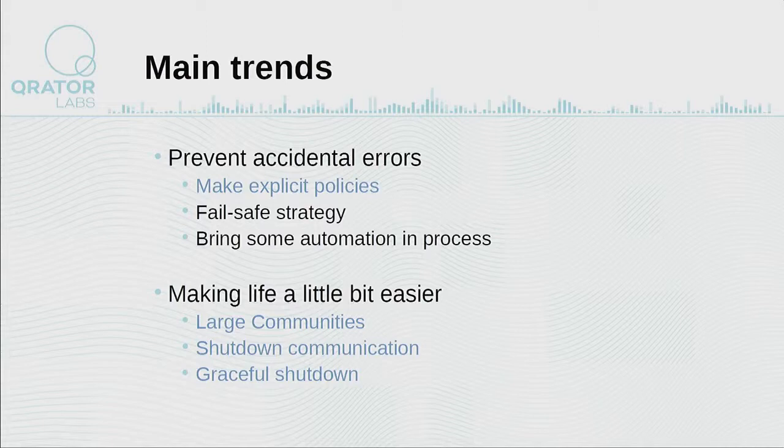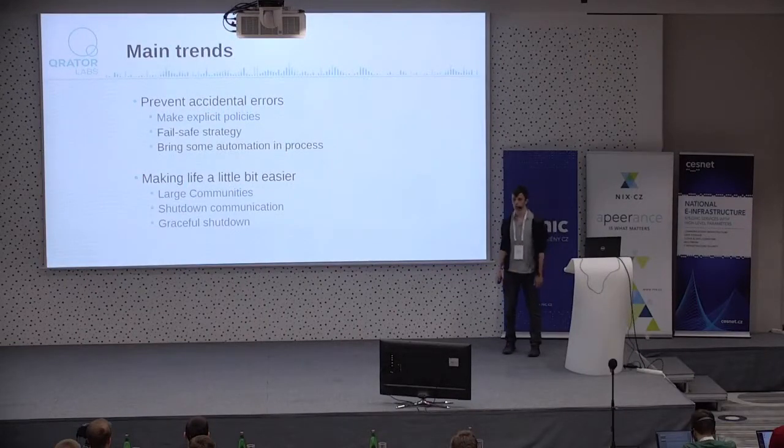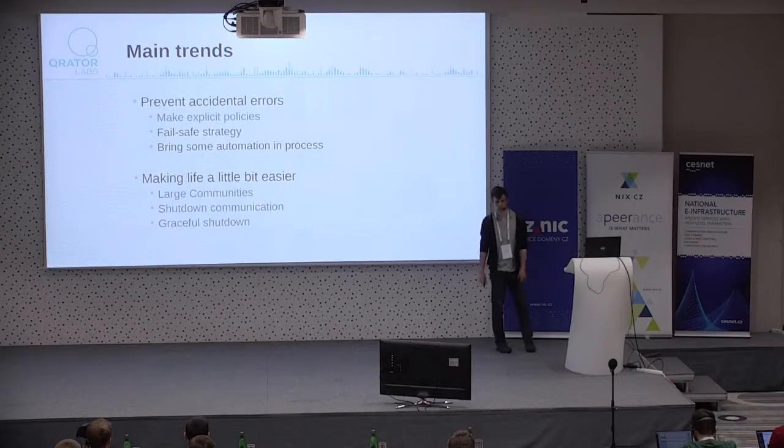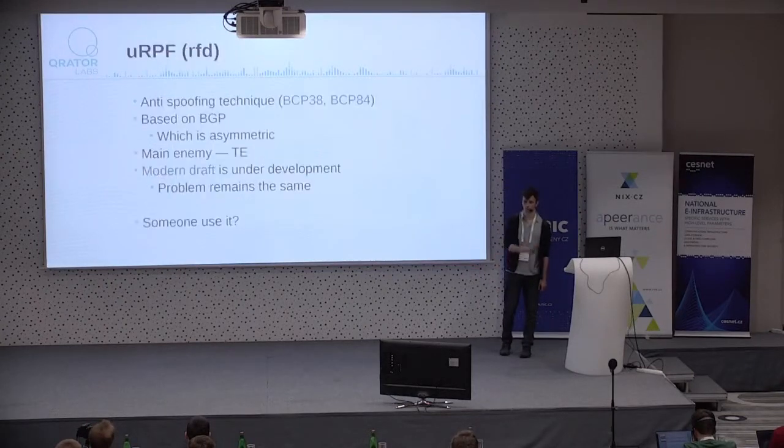Graceful shutdown is a type of community that can be labeled on a route, and this route will be deprioritized in all the directions where it will be announced, and we want to use this graceful shutdown in our own solutions and so on. And shutdown communication is just human readable logs for network admins to better and quickly understand what is going on and why this particular BGP session is going down.